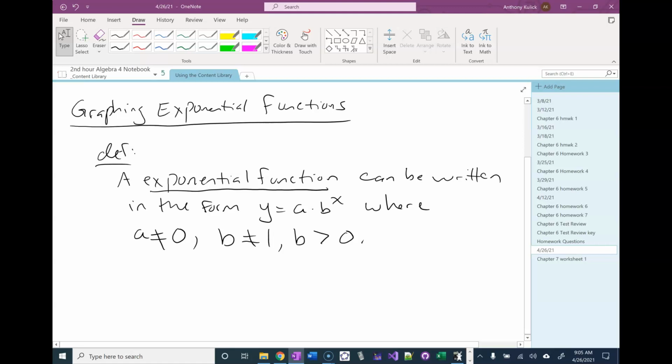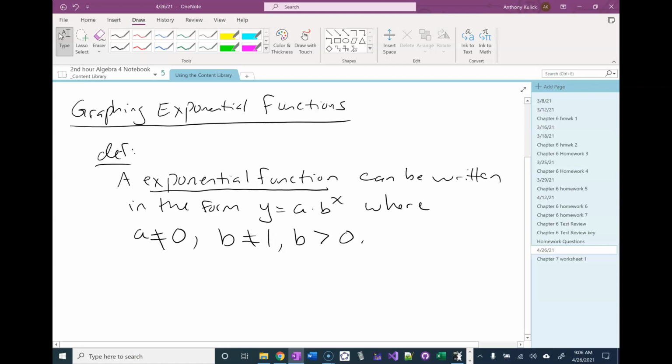So the reason we have all these extra little requirements at the end, well, if a was 0, that would just simplify down to y equals 0, right? That's a constant function. That's something we've already defined. We don't want to include that. If b was equal to 1, that would simplify down to just y equals a, because 1 to any power is just 1 still. And that's a constant function also, y equals a, so we don't want to include that.